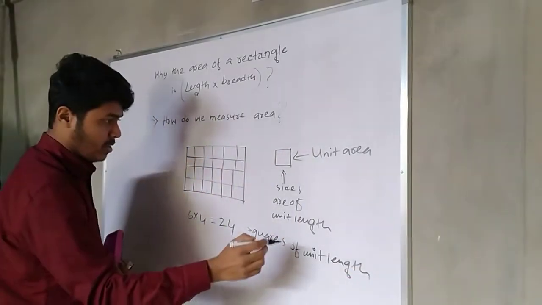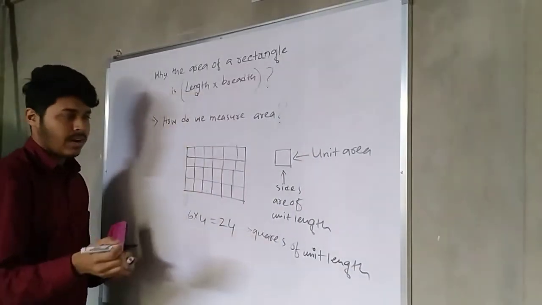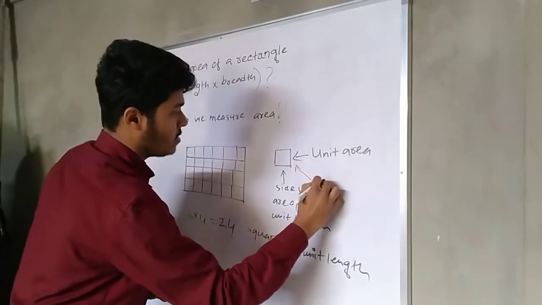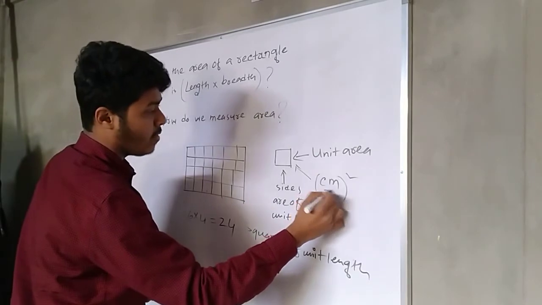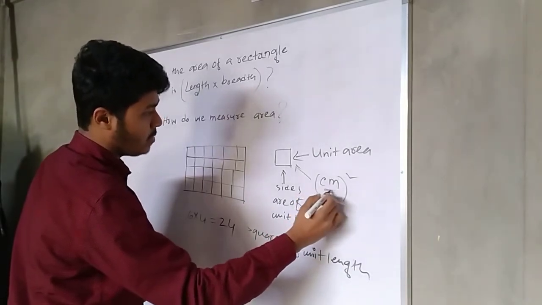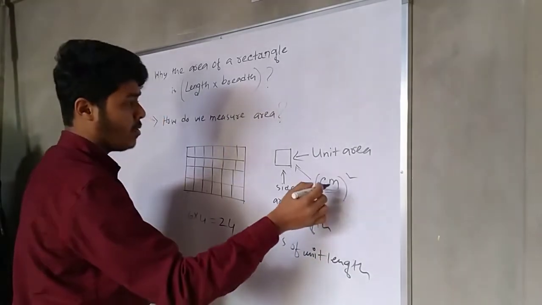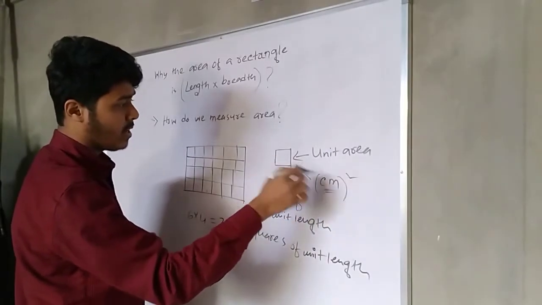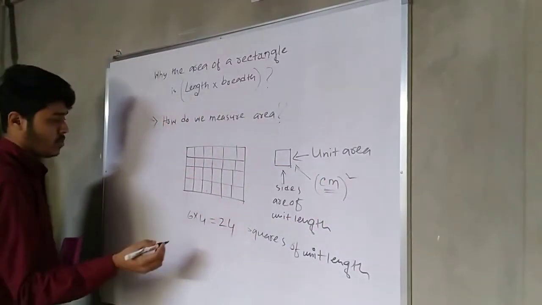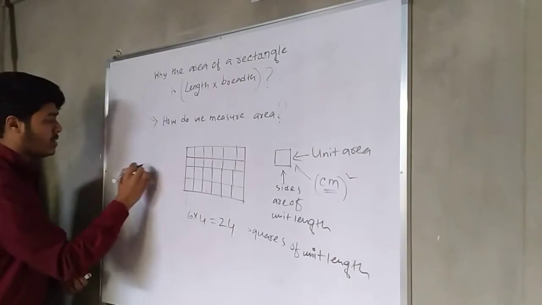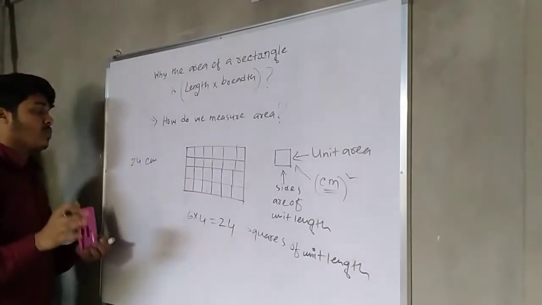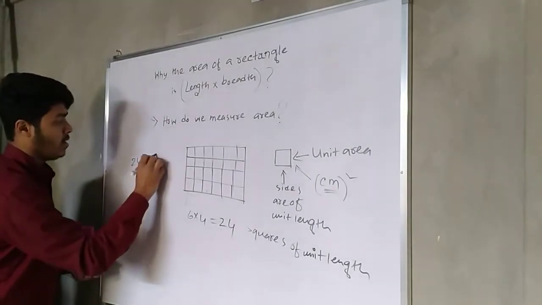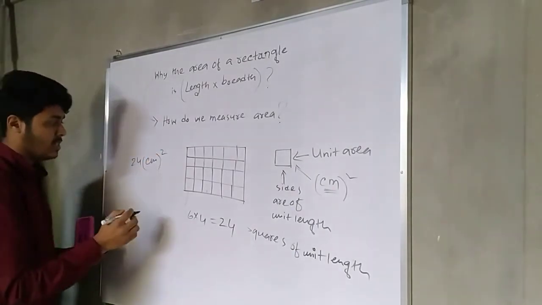So now we give a name to this unit area. We call it centimeter square, because the unit length is centimeter. So we can say the area of the rectangle is 24 centimeter square.